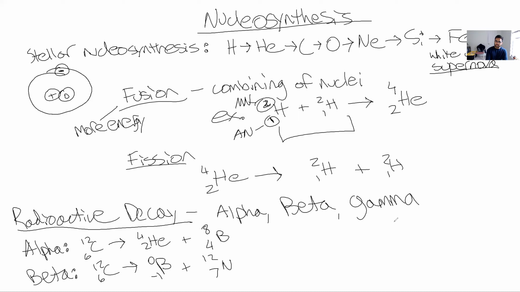And then gamma decay is a little bit different, because it doesn't emit any mass, so it doesn't emit protons or neutrons. Instead, it emits a photon, and a high energy photon. Okay.